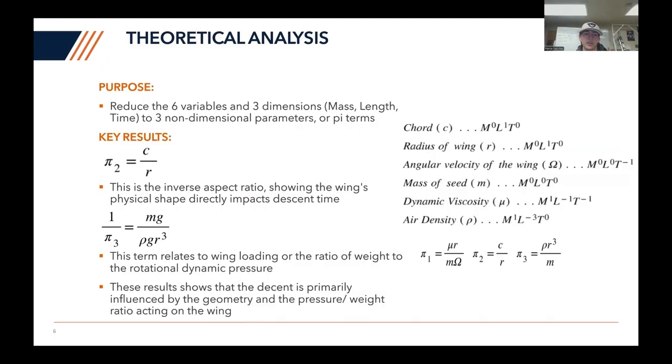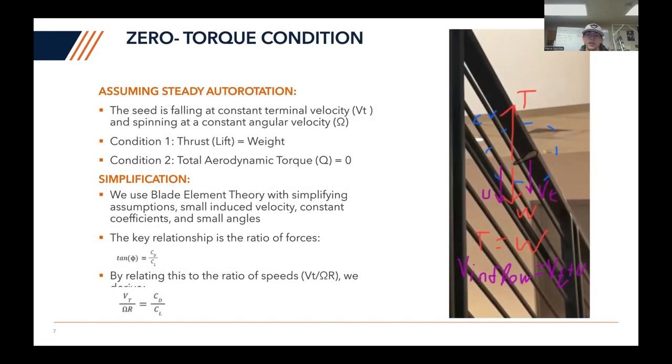The other term we got is 1 over the third pi, which is equal to the weight over the density times gravity times r to the third. This relates the wing loading, or the ratio of weight to the rotational dynamic pressure. These results show that the descent is primarily influenced by the geometry and the pressure to weight ratio acting on the wing. And then the zero torque condition is assuming steady auto-rotation.